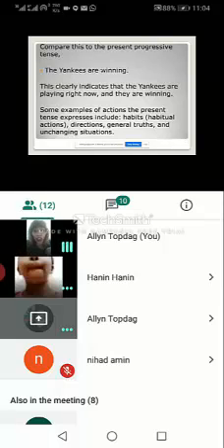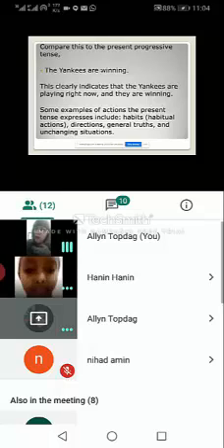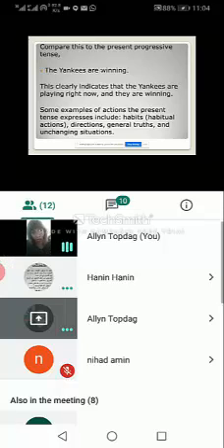What is a verb conjugation again? We just spoke about verb conjugation. What is a verb conjugation again? To change a verb, to change that form.